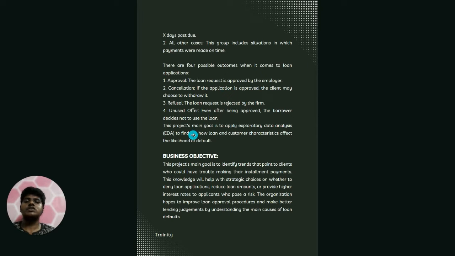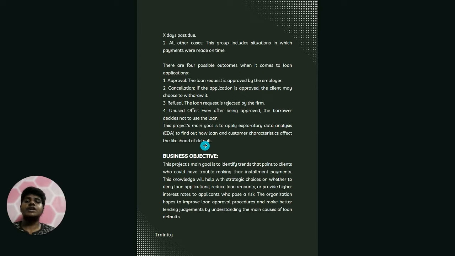The objective is to leverage exploratory data analysis techniques to gain insights into how various customer attributes and loan characteristics impact the probability of default. By examining these factors, we aim to understand the dynamics and identify patterns that can help us anticipate and reduce the risk of loan defaulters.